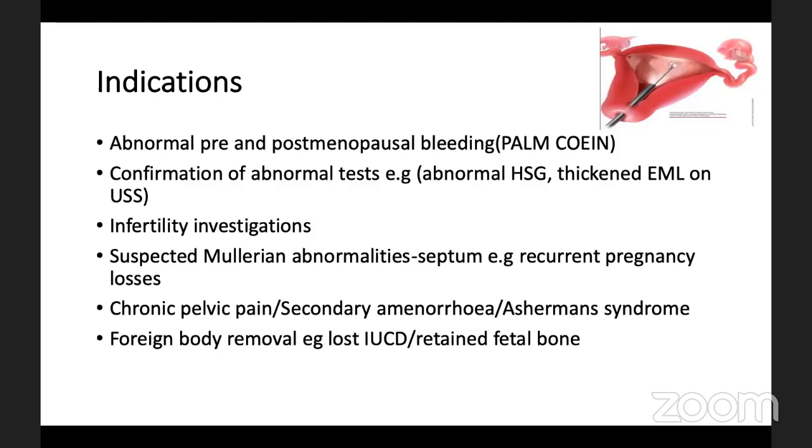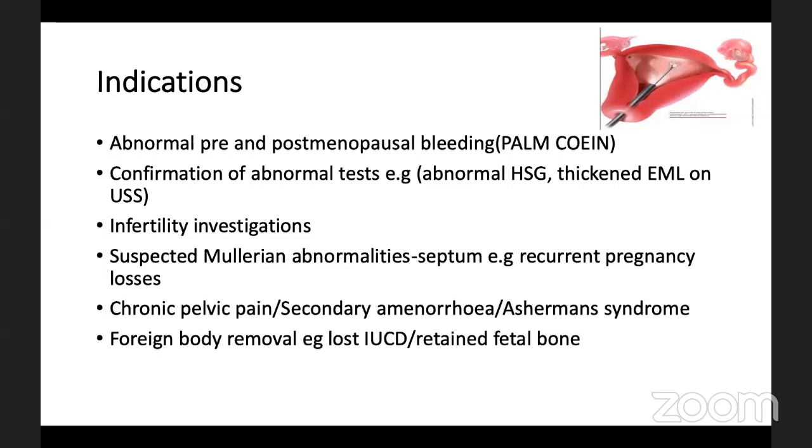Most of the women, you will agree with me, if you're doing a gynae clinic, will come with a complaint of abnormal bleeding of some sort. This can be premenopausal or postmenopausal bleeding, and for most of these, a quick diagnostic or office hysteroscopy will give us the answers we need. Sometimes you need to confirm an abnormal HSG or a thickened endometrial lining on scan, and you can do a scope to see if there are any abnormal areas, and then do a directed biopsy.